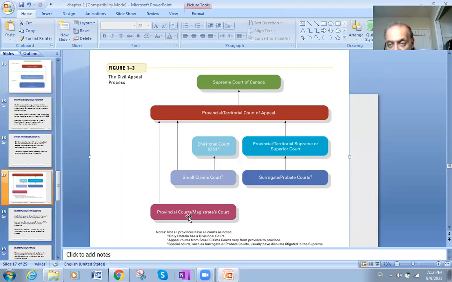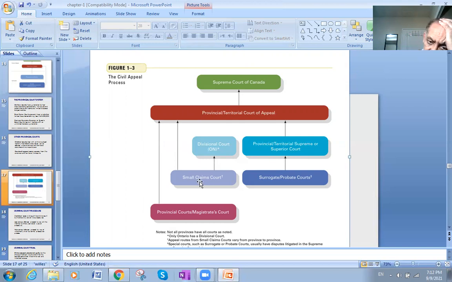So each level feeds up to the upper level. Each level will feed up to the upper level. So here the provincial will feed the Supreme Court, and the division court and the provincial and territorial courts feed to the Supreme Court. Okay, so those also will report to the provincial court of appeal.